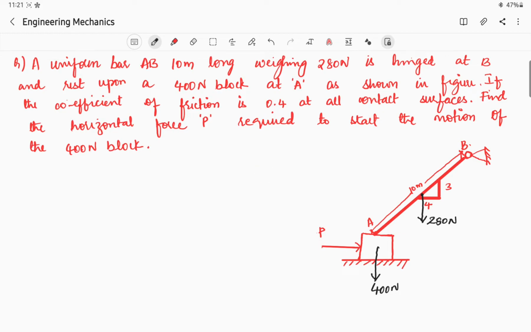So whenever you get two different bodies of different weights, then you have to split the problem into two parts. That is, first you have to consider the independent part, then secondly we have to consider another part, that is the dependent part. So here in this problem you can see that the 10 meter bar is independent when compared to the block of weight 400 newton. Why? Because the bar AB is resting on this block, okay. So we'll first take down the bar AB, then separately we'll take down the next part, that is the 400 Newton block, to calculate the force P.